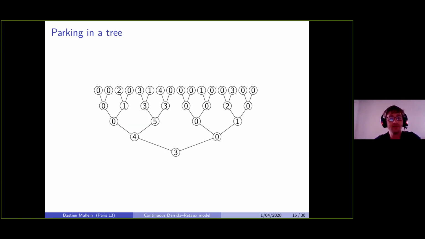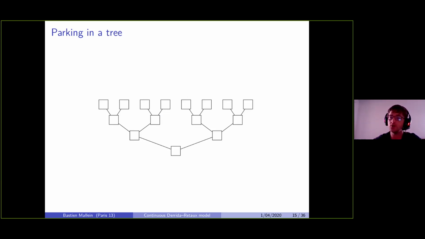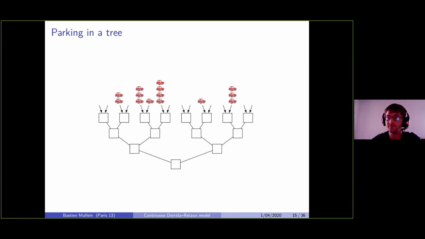And this can really be seen as a parking process if you replace the internal nodes of the tree by parking spots and the leaves by cars. And if you do this, you say, okay, my cars start on the leaves of the tree and drive towards the root and try to park in every available parking spot. So if I have, for example, 4 cars that try to come into one parking spot, then one of them will park and the remaining 3 will have to go down.